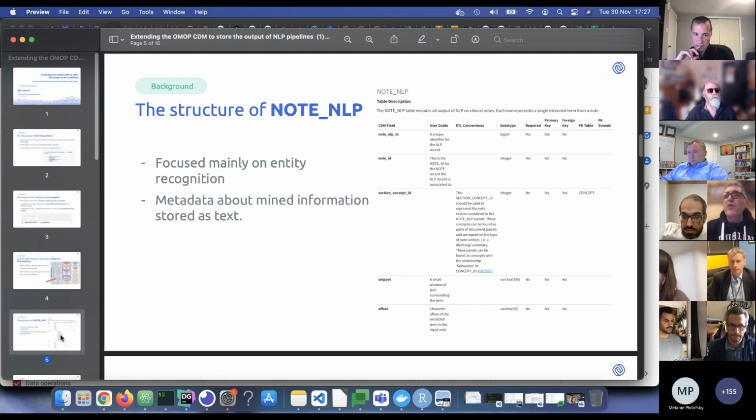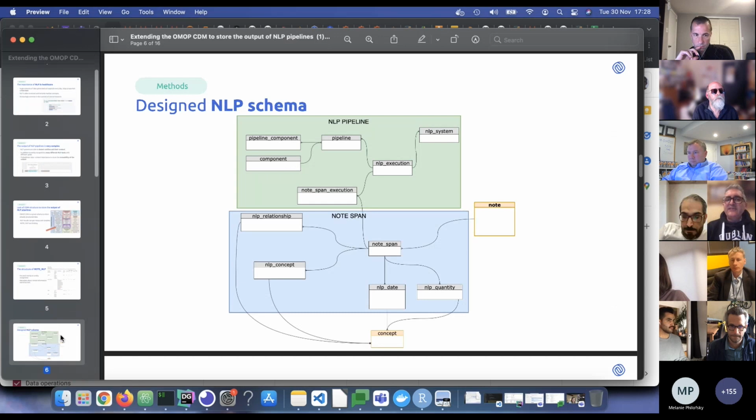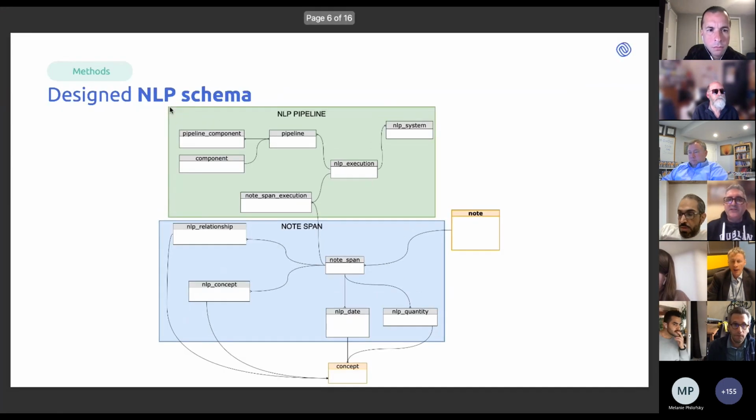It is focused mainly on entity recognition, but all the metadata is just stored as text. So it's difficult to make queries on that metadata, and that's why we extended the schema for our own purposes. We converted that Note NLP table into a collection of tables, a full schema that we are using.